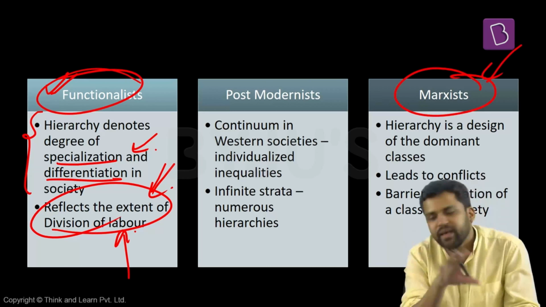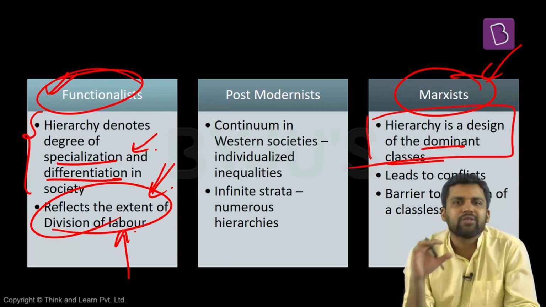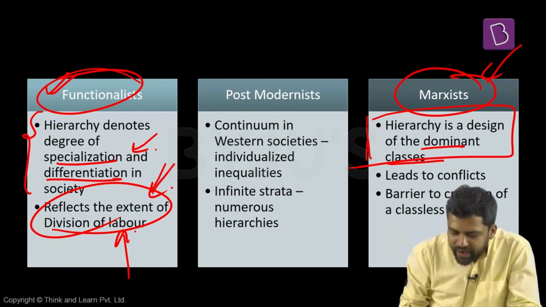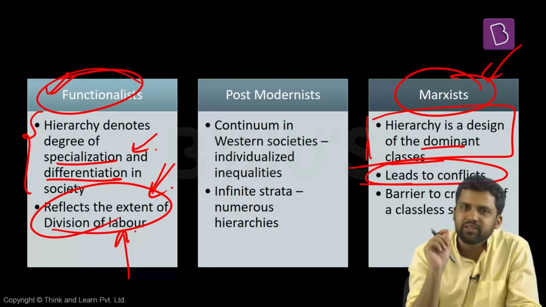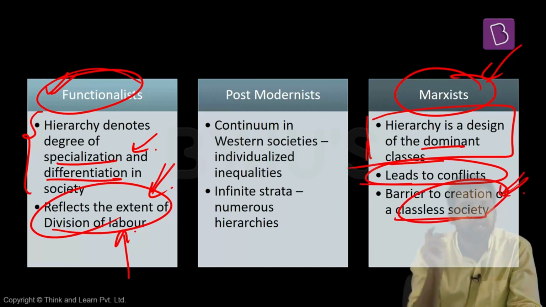According to Marxists, hierarchy is because of dominant classes. Hierarchy is on the basis of access to means of production. And hierarchy is something which creates conflicts. Hierarchy is something which is a barrier to the creation of a class-based society.